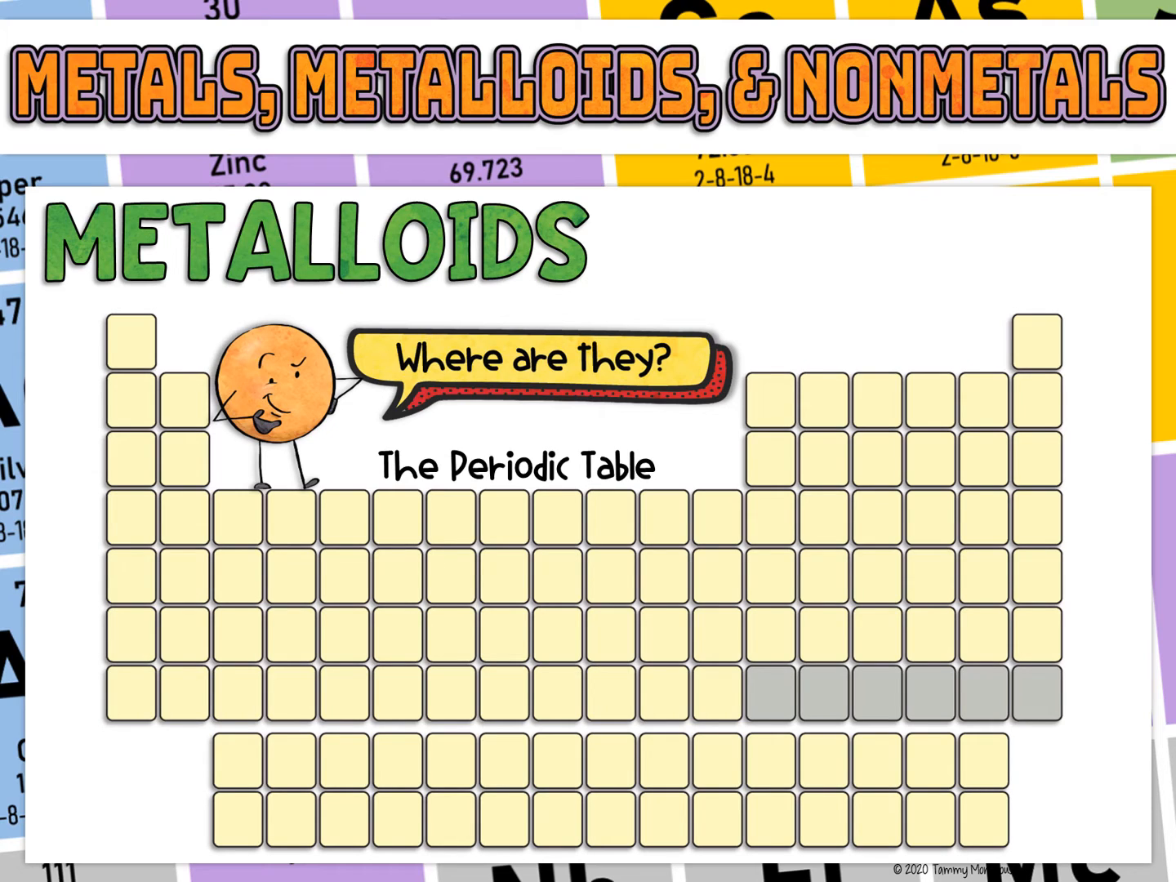Okay, metalloids are kind of weird. Metalloids have properties of both metals and nonmetals, so they're kind of iffy, and they are over here in this little stair-step section. Usually there's a little dark line that separates the metals from the nonmetals, and the metalloids run right along that line.